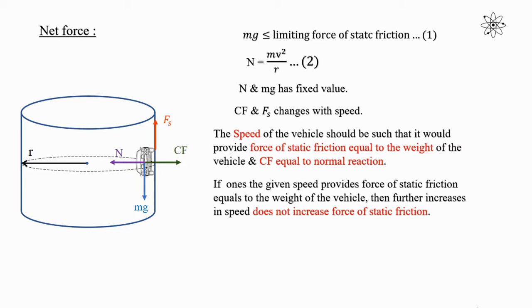Once the given speed provides a force of static friction equal to the weight of the vehicle, further increase in speed does not increase the force of static friction. But the centrifugal force changes with the change in speed, since the centrifugal force is an inertial force. From this discussion, we can see, students, that centrifugal force and the force of static friction change with speed. But out of the two, centrifugal force has no upper or lower limit, whereas the force of static friction has a lower as well as an upper limit.